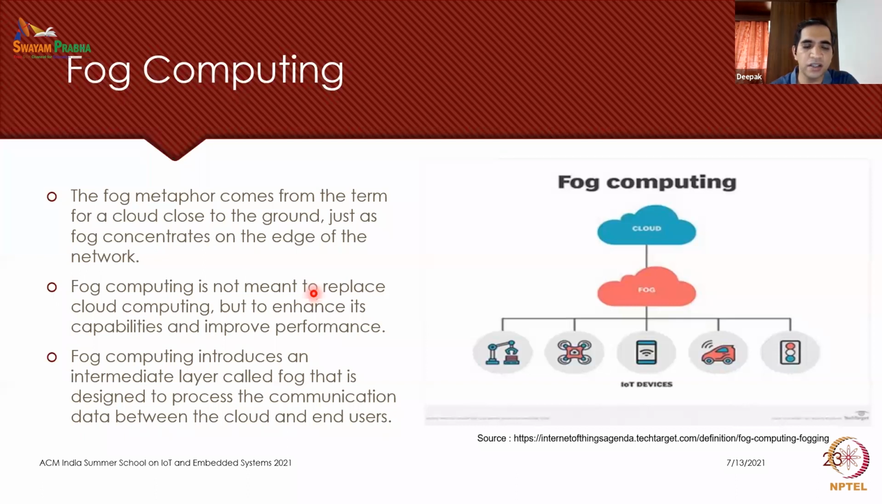this terminology of fog came into existence. It's kind of a metaphor, because you see that there is this cloud-like fog that is very close to the ground, right? So basically, being close to the ground is kind of a similarity that you have for a node which is close to the end device, or which is at the edge of the network. So that's why this fog computing terminology came about.